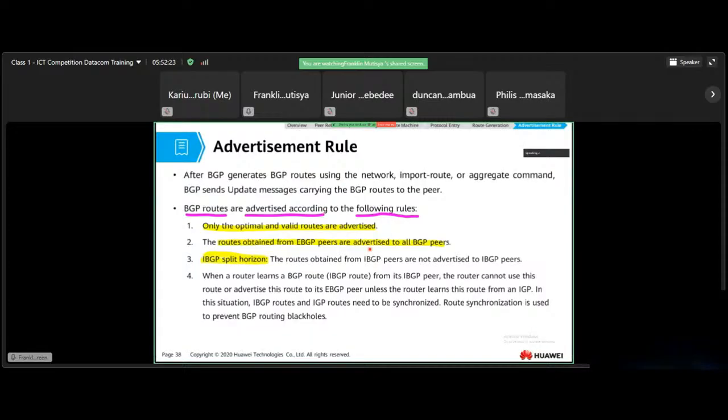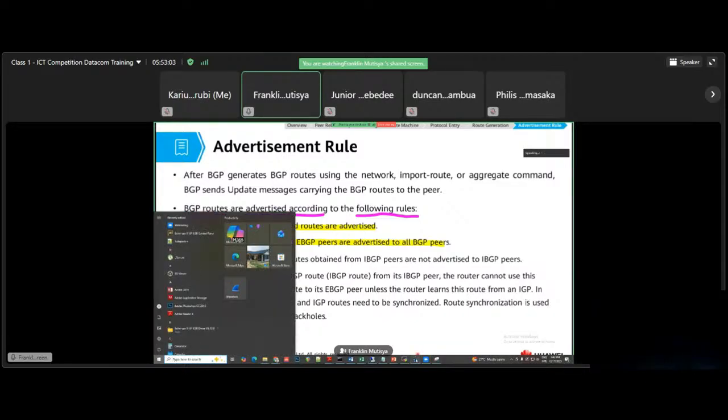Then we have what we call the IBGP split horizon, another rule. Routes that are learned from IBGP are not advertised to other IBGPs. That's what split horizon means. IBGP split horizon means that routes that have been learned from IBGP are not advertised to other IBGPs.